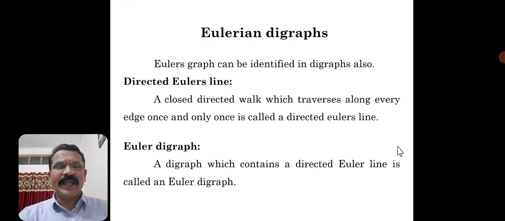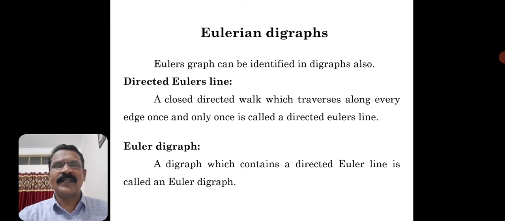Euler's digraph can be identified in digraphs also. As in case of undirected graphs, in case of undirected graphs, a graph is said to be Eulerian if there is an Eulerian cycle. Also, we have got the characterization for the Eulerian graph in the undirected graphs. A graph is Eulerian if and only if degree of every vertex is even. But here in the concept of directed graphs, we cannot say simply degree. We used to say in degree, out degree. So the concepts are a little bit different.